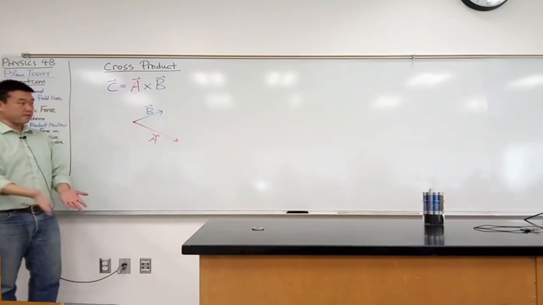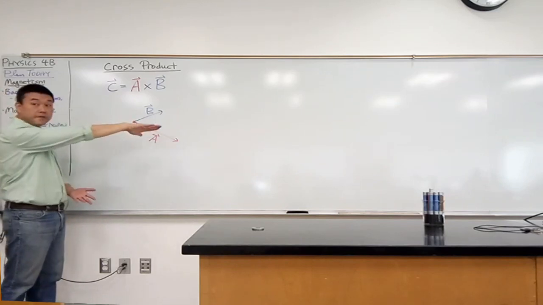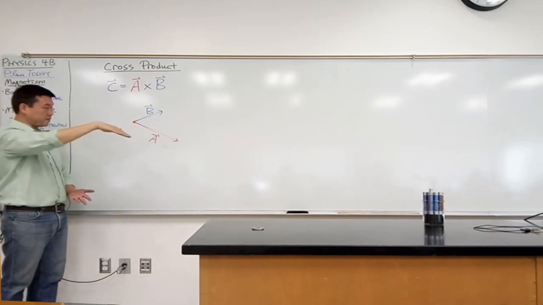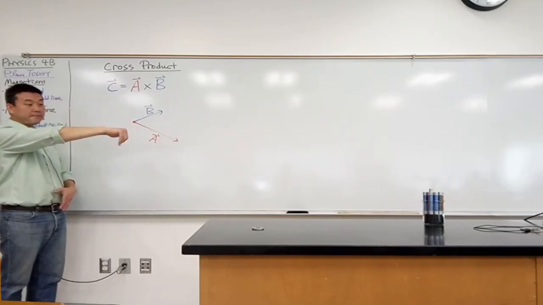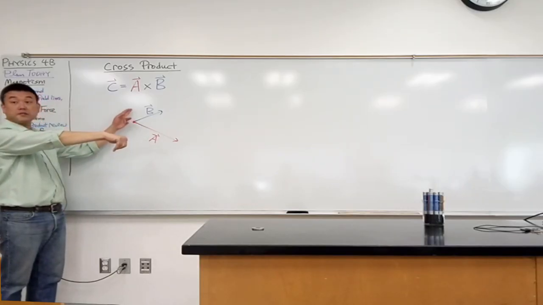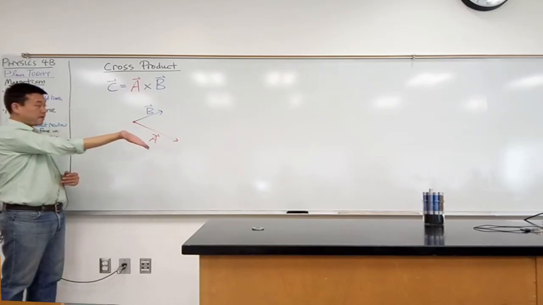So this is the right-hand rule. I orient my hand so that it goes in the direction of the first vector, and I orient my hand so that I can bend my fingers in the direction of the second vector. So that means I have to turn it this way.